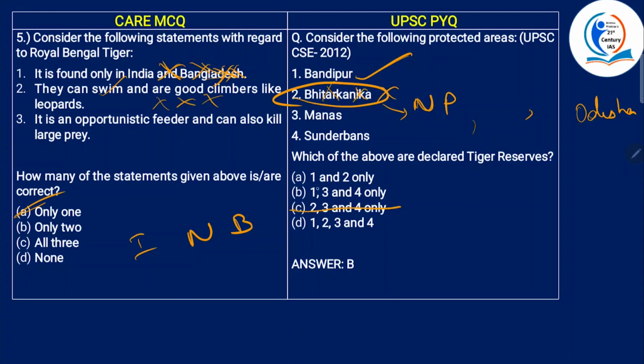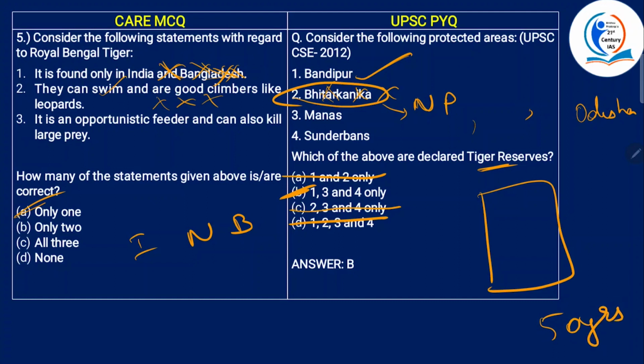So 2 is gone. When 2 is gone, A is gone, D is gone. Okay, here also 2 is the deciding factor. So when you eliminate 2, you will get the answer without reading 3 and 4. Please mug up the list of tiger reserves, all right? Because 1973 to 2023, it is 50 years of Project Tiger, all right? So UPSC has this habit of giving questions commemorating events such as 5 years, 10 years, 25 years, 50 years, and 100 years. So please be aware of this fact and please mug up the list.